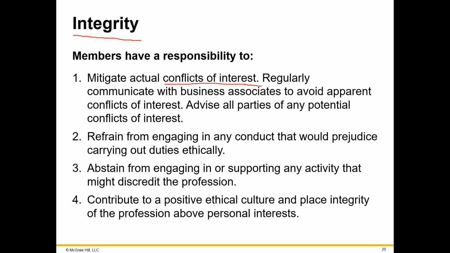Number 3 says that we have to abstain from engaging in or supporting any activity that might discredit the profession. So we talked about conflicts of interest. Sometimes there might not be an actual conflict of interest, but if there can be an appearance of a conflict of interest, then it's still best to step away. So, for example, if I'm conducting an audit and one of my college roommates is working for that company, it could be seen that I could be favorable towards that company.